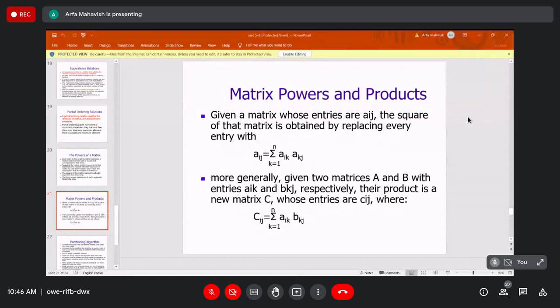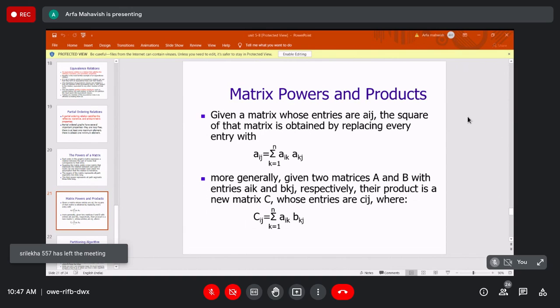Next we have the matrix power and its property. Given a matrix whose entry is a_ij, the square of that matrix is given by the formula a_ij equals sigma over k from 1 to n of a_ik times a_kj. This is nothing but the matrix A power 2. For example, you have the matrix 1 2 3 4, and the same matrix 1 2 3 4.